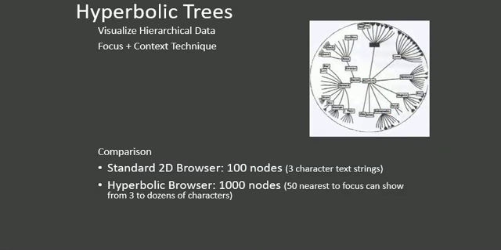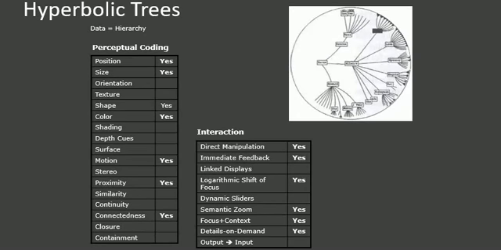The last one we will study here is the hyperbolic tree. A hyperbolic tree gives you many different nodes, like 100 to 1000 nodes, and it also offers focus plus context techniques and the logarithmic shift of focus. When we talk about hyperbolic trees, we can apply perceptual coding. Position, yes. Size, yes, we have a definite size, and size is changing here. Shape, yes, there is a hyperbolic space, that is the shape. Color, yes, here it is black and white, no other.